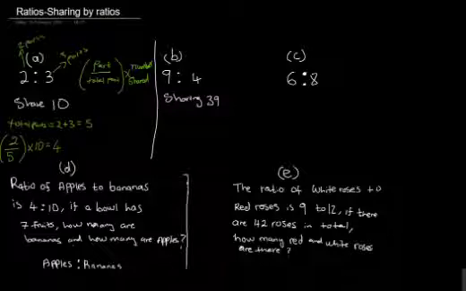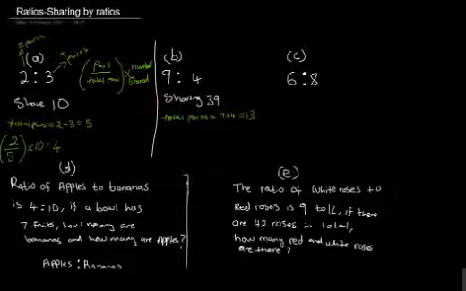What if you were told to share the number 39 according to the ratio of 9:4? You'll do the same thing. Let's find the total of the parts. Total parts equals 9 plus 4, and that will give you 13.